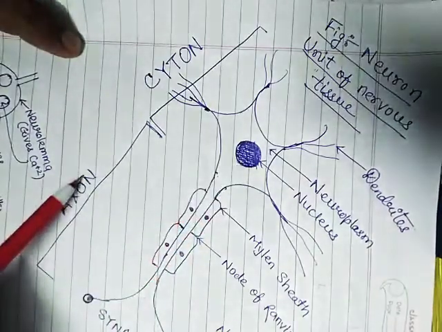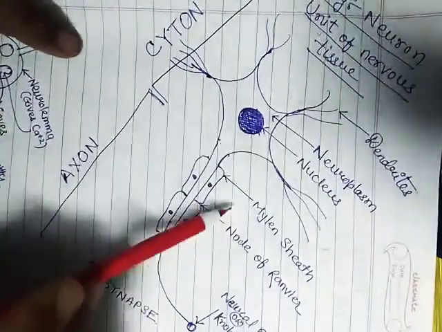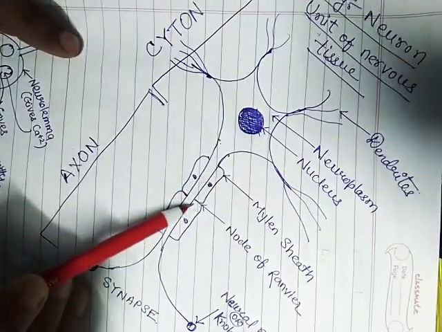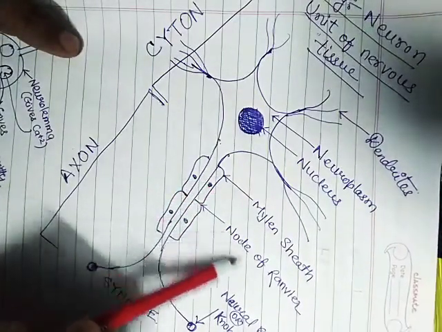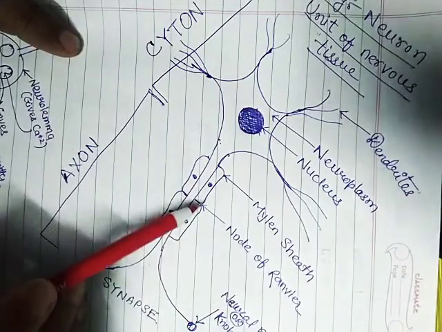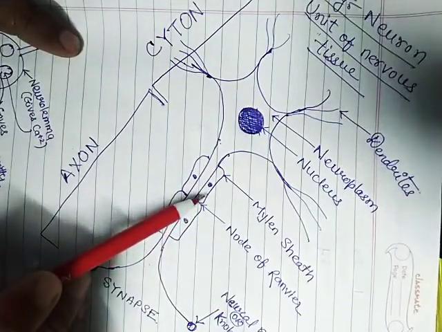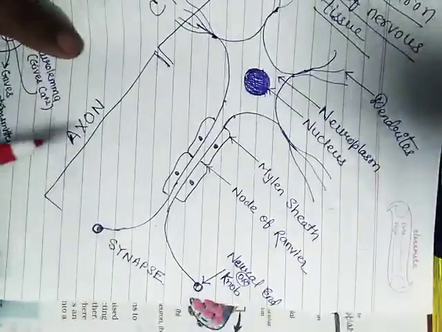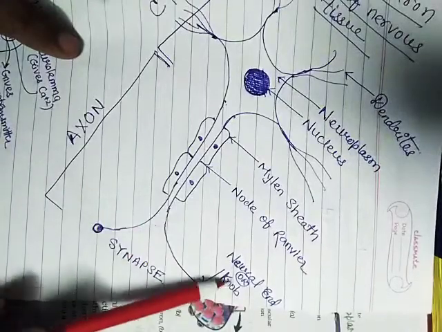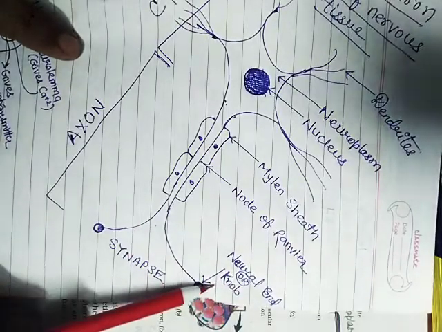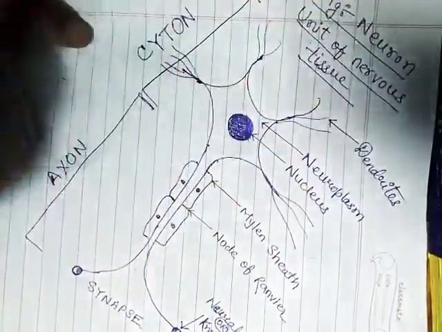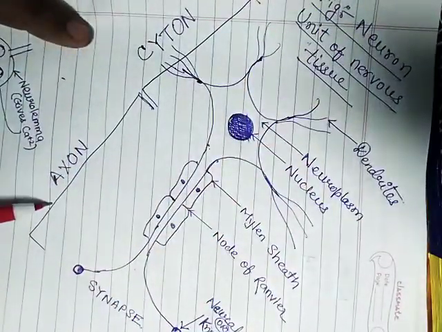While the axon has a myelin sheath, which is a covering over the rod-shaped axon, and nodes of Ranvier, which are gaps between two myelin sheaths. Myelin sheath is a type of fat. Now, the axon has one more part, that is the neural end or neural knob. That means a neuron has two parts, cyton and axon. This is one neuron.